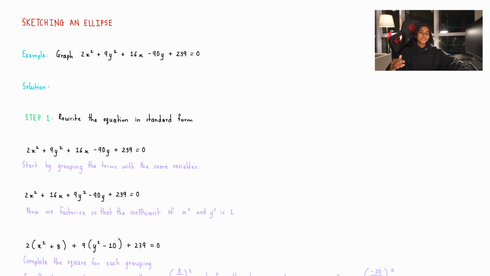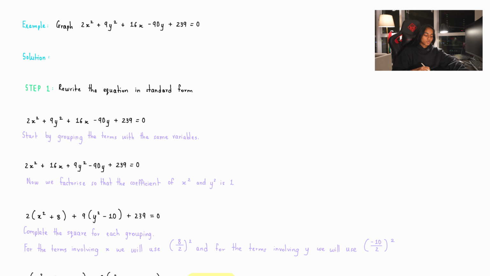The next thing we're going to learn is how to sketch an ellipse. We're going to learn how to do so by doing an example, because what better way to learn than to actually do it? So the example is asking us to graph this ellipse. To do that, we are going to put it into a recognizable form. So we're going to rewrite the equation in standard form first.